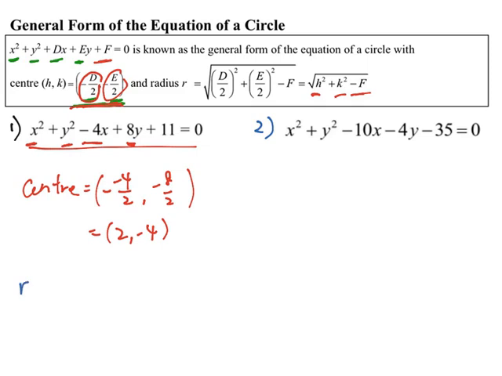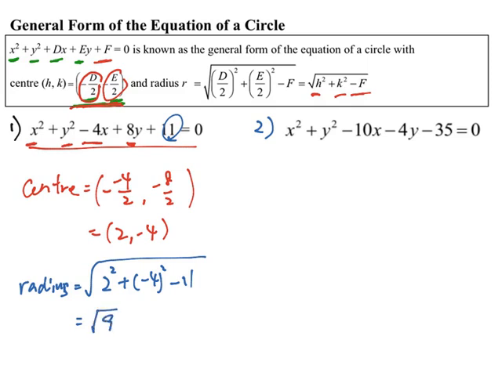And for radius, we'll use h squared plus k squared minus f. F is 11. Take square roots. Then you can press the calculator inside the roots. So we can get 9. Finally, take square root of 9. It is 3.